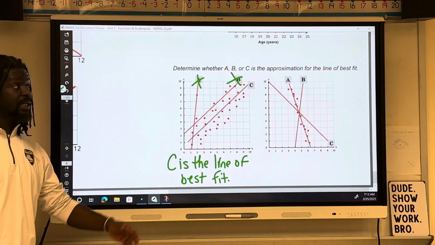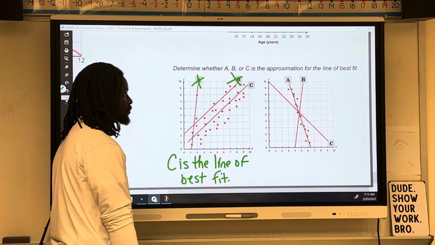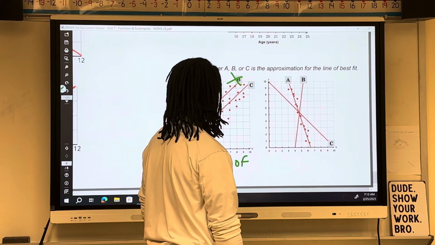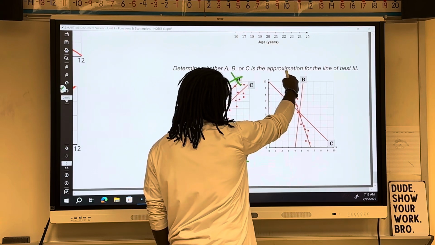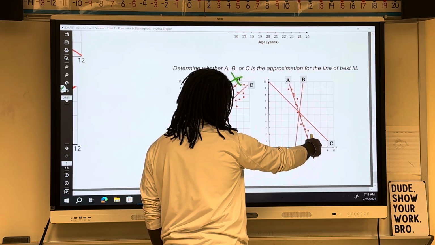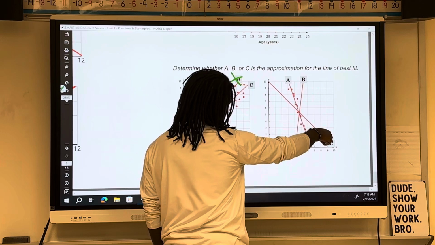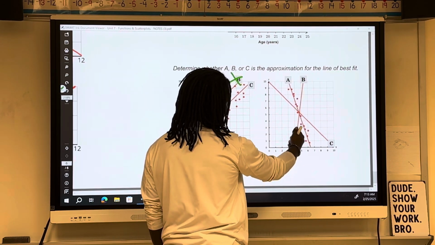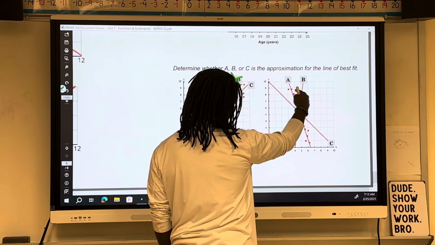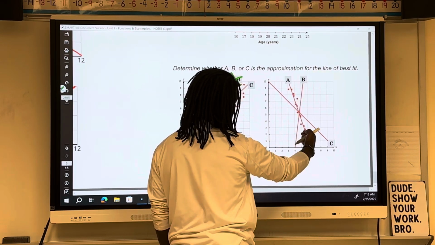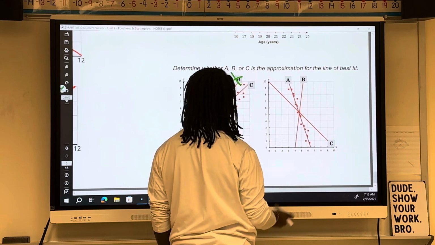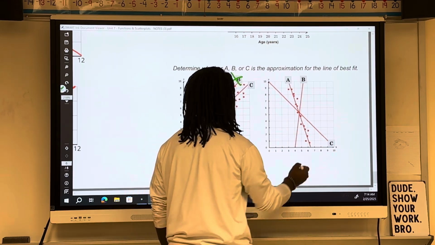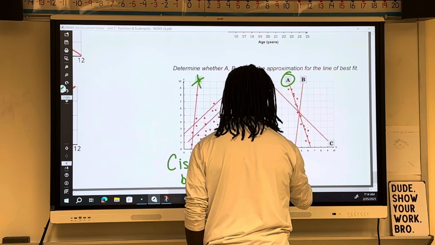Now, I want you to pause it and go ahead and do the next one on your own. It should be pretty simple. Then check your answer here. If I'm looking at A, it goes right through the middle of all of the dots. A good number are below it, a good number above it. What about B? It's not really going through the dots. It just kind of cuts the dots in half, with some on this side and some on that side. And then C doesn't really go through the dots. So A is the line of best fit for this one.